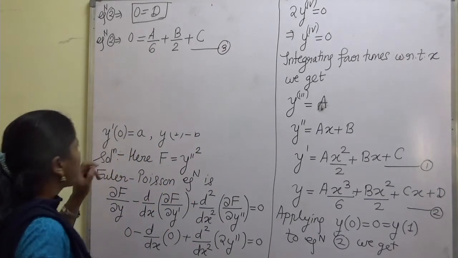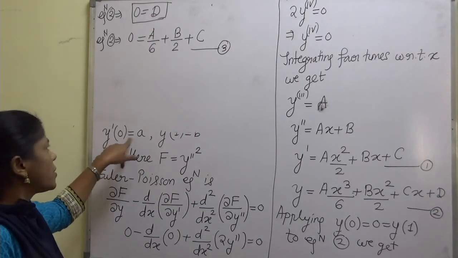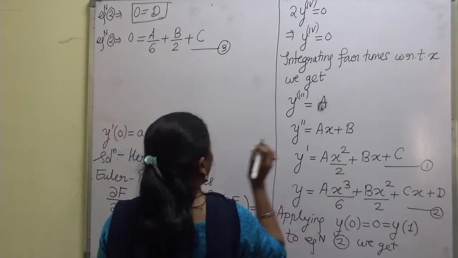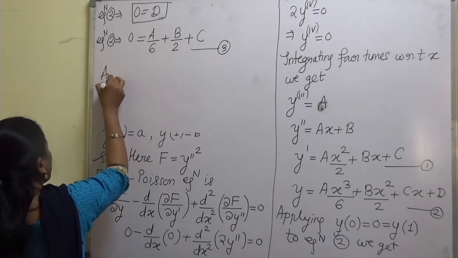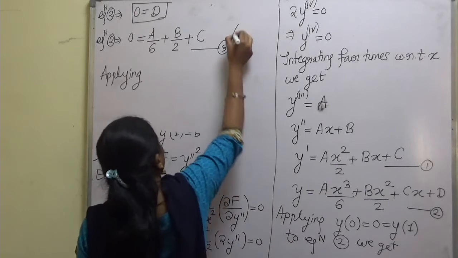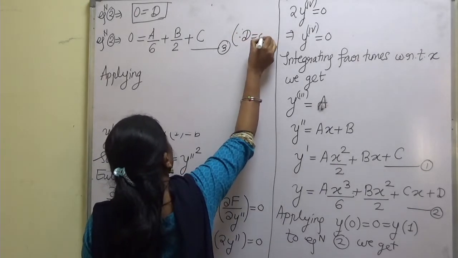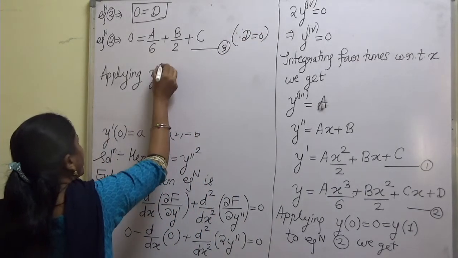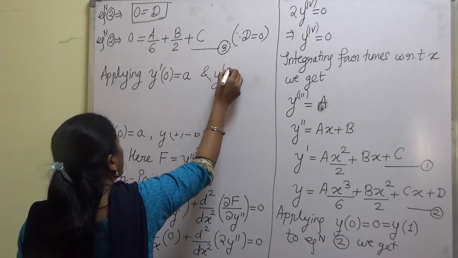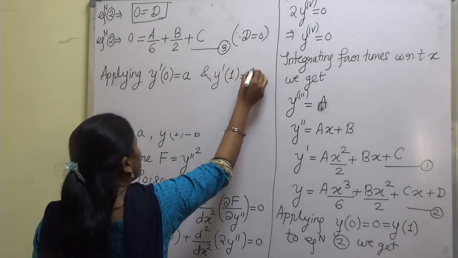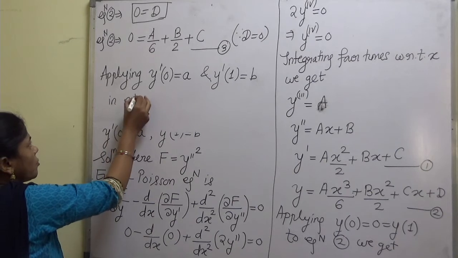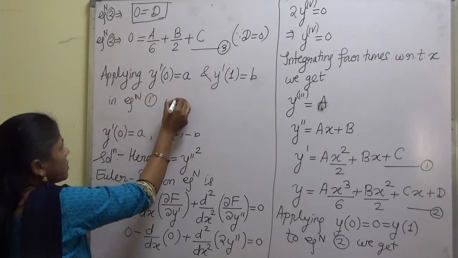Next, apply the next condition. What is the next condition? y dash of 0 is a and y dash of 1 is b. That we will apply in equation number 1. Now applying y dash of 0 equal to a and y dash of 1 equal to b in equation 1, we get.